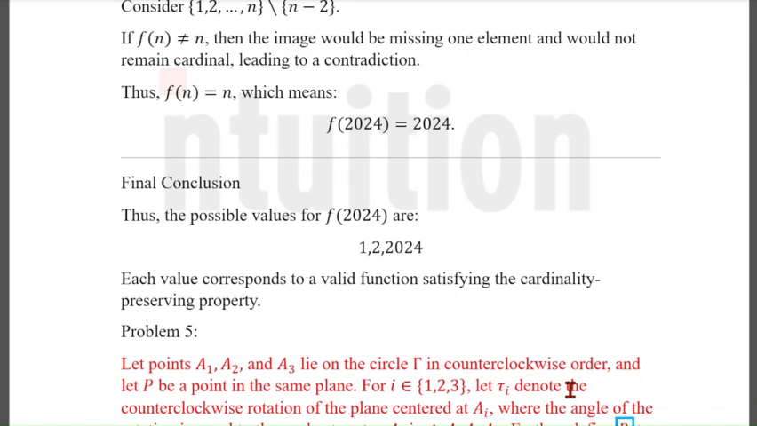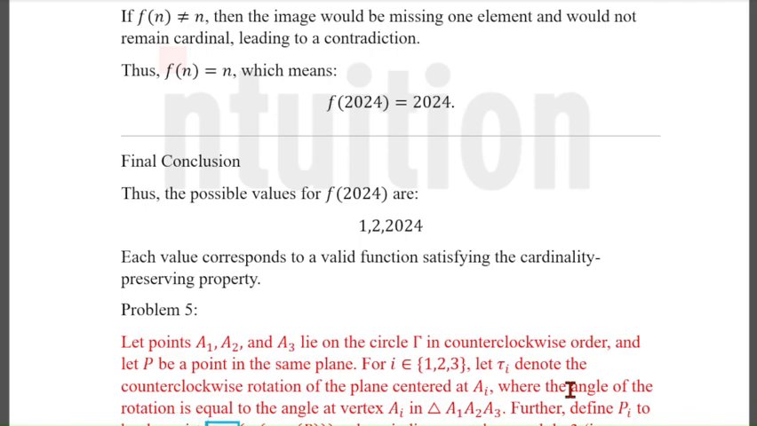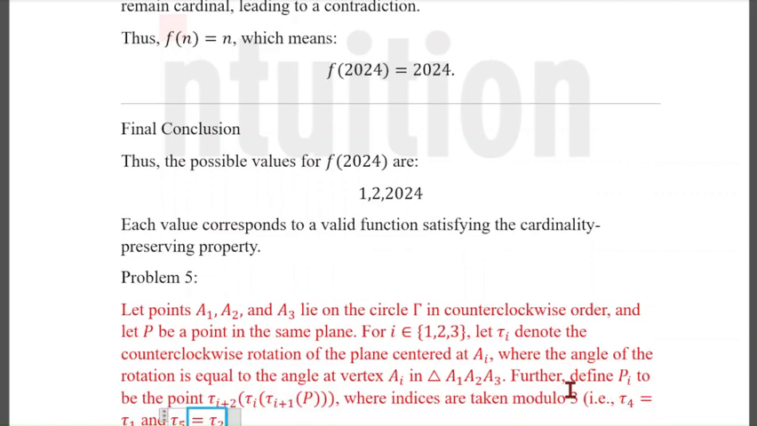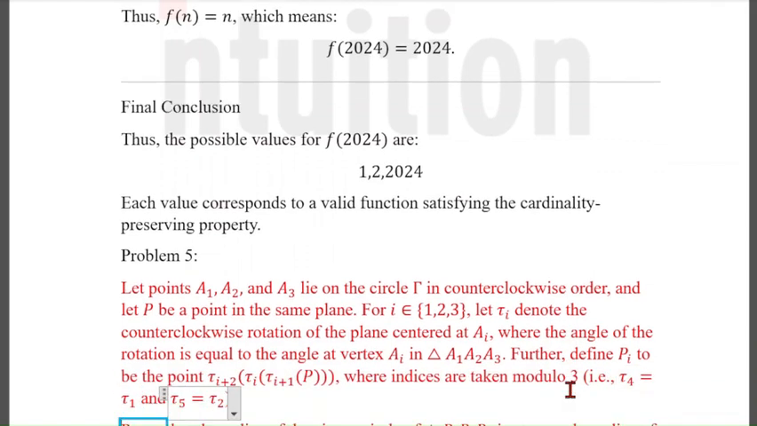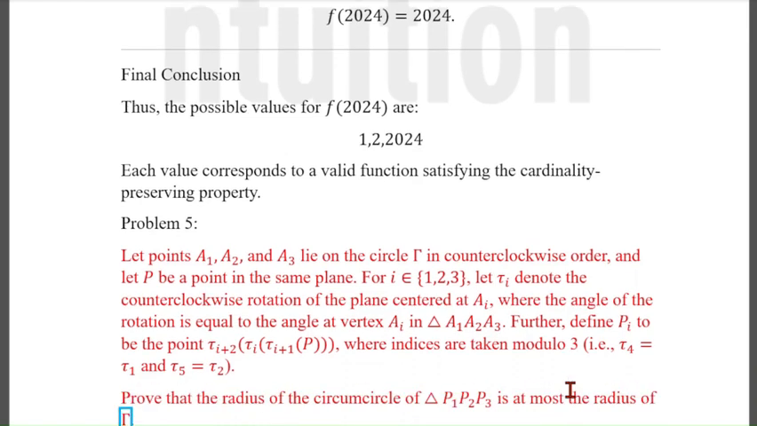Further, define P_i to be the point τ_{i+2}(τ_{i+1}(τ_i(P))), where indices are taken modulo 3, i.e., τ_4 = τ_1 and τ_5 = τ_2. Prove that the radius of the circumcircle of P_1, P_2, P_3 is at most the radius of Γ.